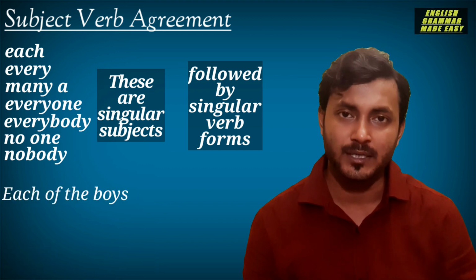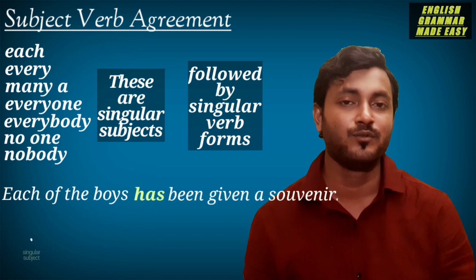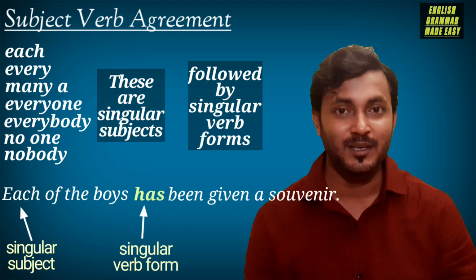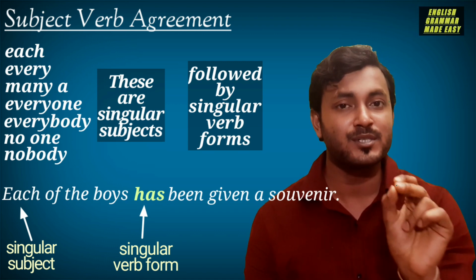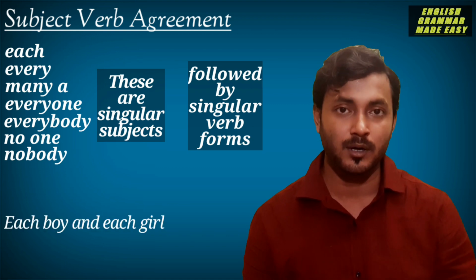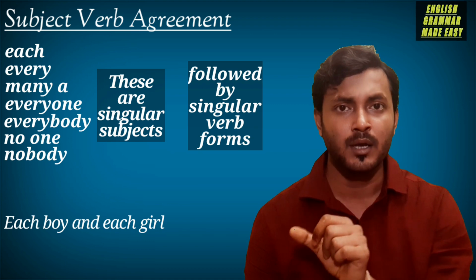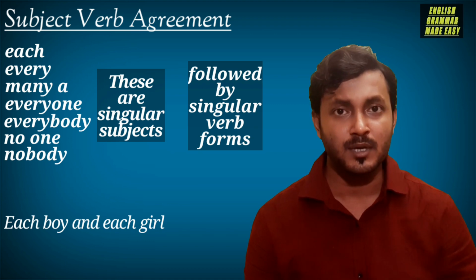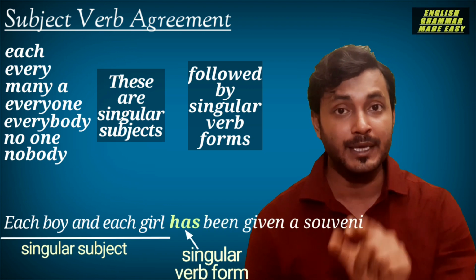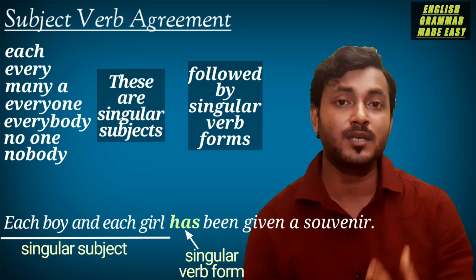If I write each of the boys, then you will write has been given a souvenir. Each of the boys: each is there as part of the subject, and each refers to a singular subject. If I say each boy and each girl, I have used "and", but does it refer to two persons? Does it refer to a plural subject? No. I have used each in the subject phrase. That's why the subject will be treated as a singular subject.